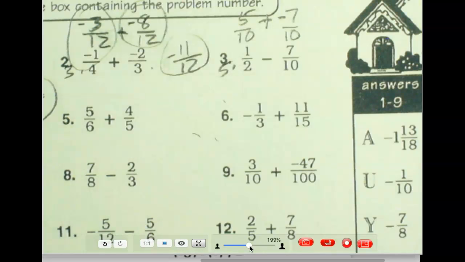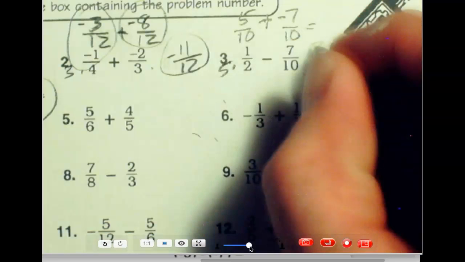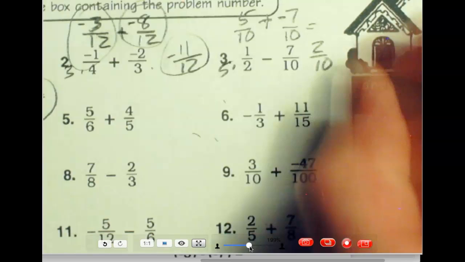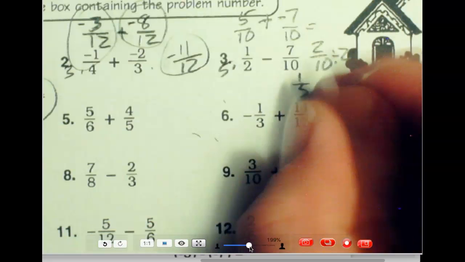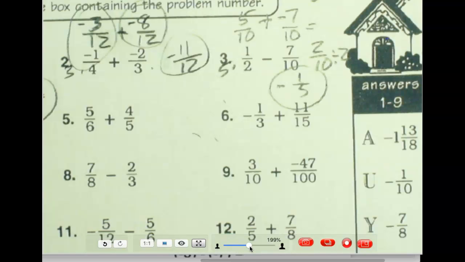These are different signs, positive and negative. The difference is 2/10. I can divide both of those by 2, and I can reduce that and get that down to 1/5. Okay? It is a negative 1/5 because this had the greater absolute value. So negative 1/5, which is S. So cross that guy off, and for 3, I'm going to put in an S.